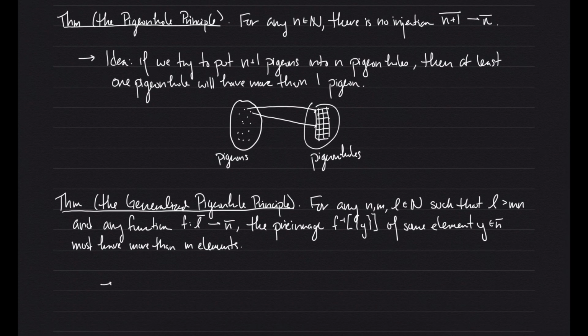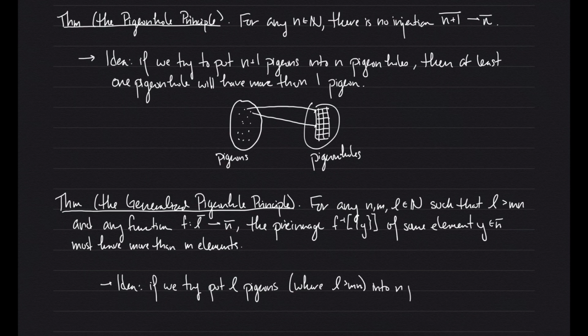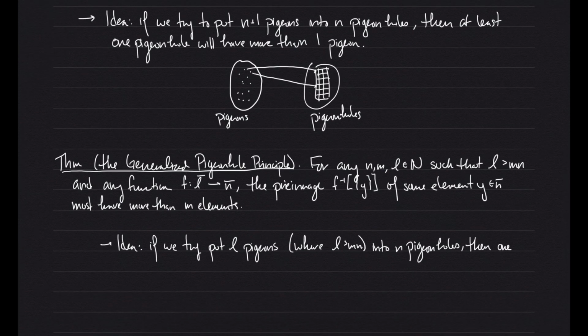So let's think about the idea. And this is maybe clearer as a generalization if you think about pigeons. So if we try to put L pigeons, for this L greater than m times n, into n pigeonholes, then at least one pigeonhole will have more than m pigeons.